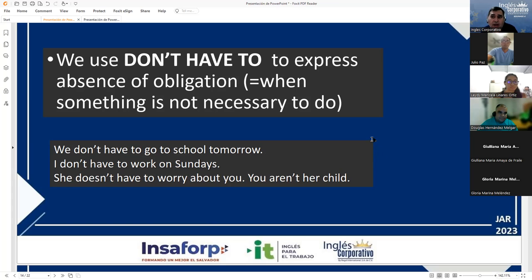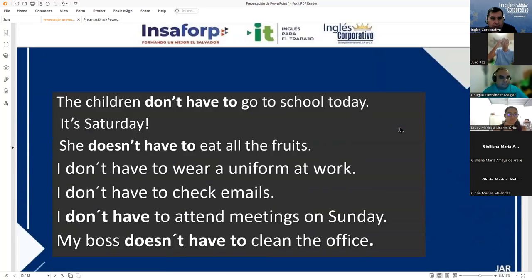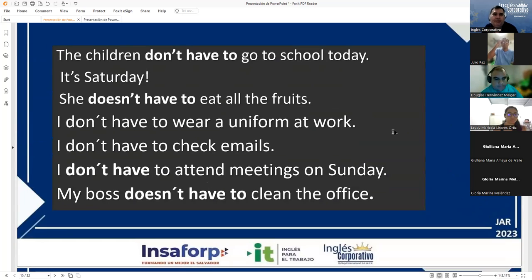If they are in danger, I protect them. I try to protect them because they are my friends, but they are not my obligation, right? Okay, check over here, examples. The children don't have to go to school today. It's Saturday. The children don't have to go to school today.